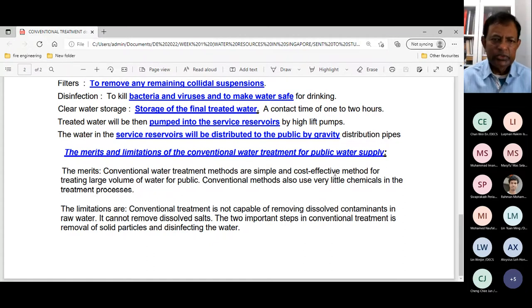Okay, it is not used for small industrial applications. Whereas when PUB is treating water for the entire population, they need to ensure that it is cost effective.